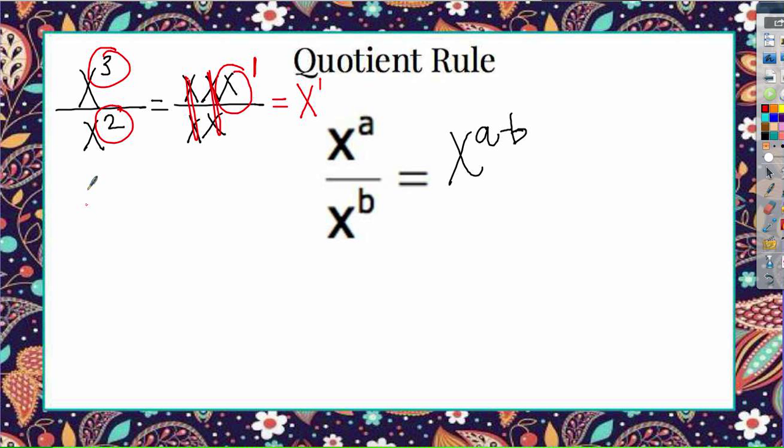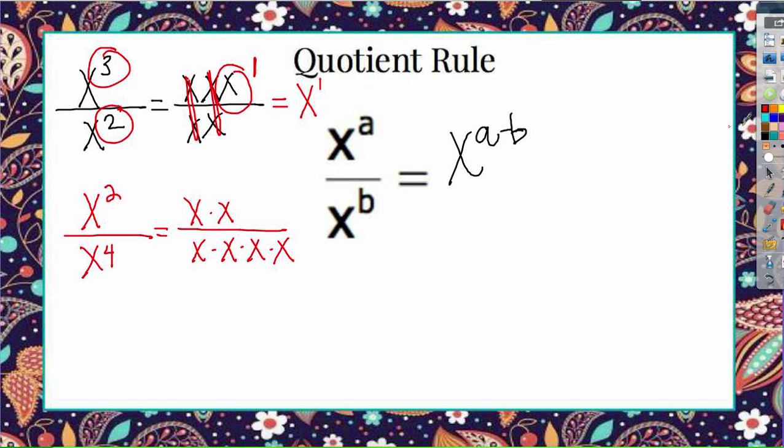What if I had something where there's more on the bottom than there is on top? So if I've got something like x to the second power over x to the fourth power, well, I would only have 2 x's on top, but I'd have 4 on bottom. So when they cancel, there's 2 left, but they're on the bottom. Well, I can't just say x squared, because that's saying it's on top. There's got to be a 1 placeholder.